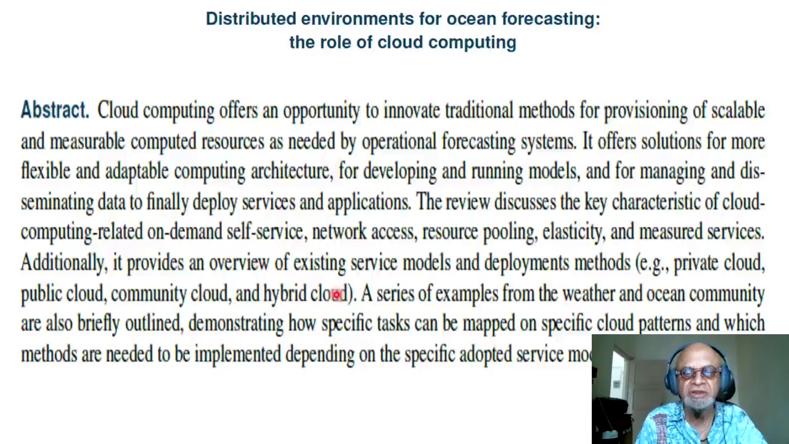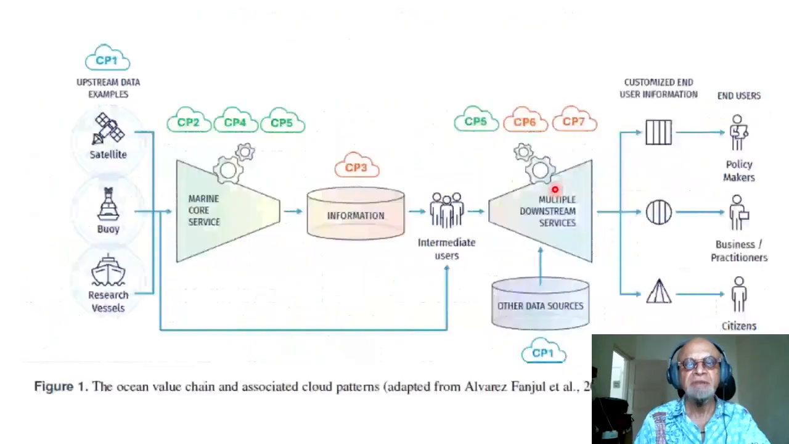So this is an overview of existing service models and deployments such as private cloud, public cloud, community cloud, and hybrid cloud, and a series of examples from the weather and ocean community are briefly outlined, demonstrating how specific tasks can be mapped and so on. So this is kind of outsourcing, well, not outsourcing, but basically you don't have to invest in massive power and computing systems yourself. You can just buy computing time when you need it.